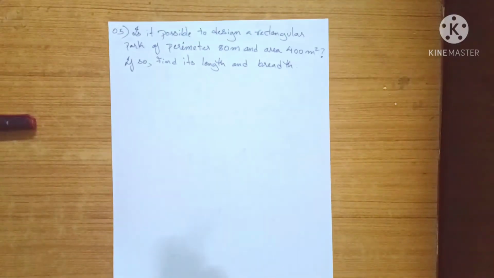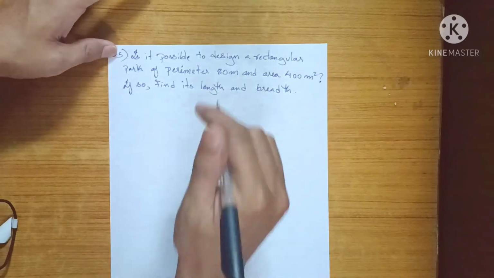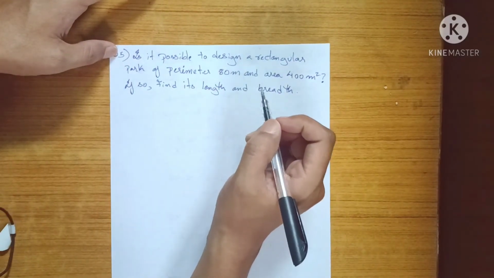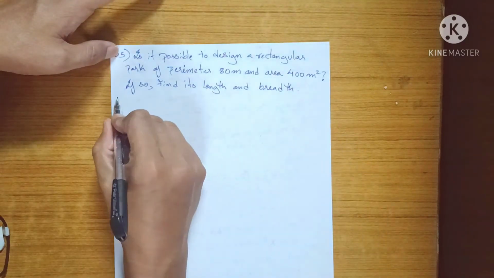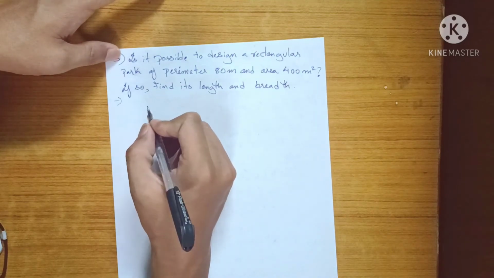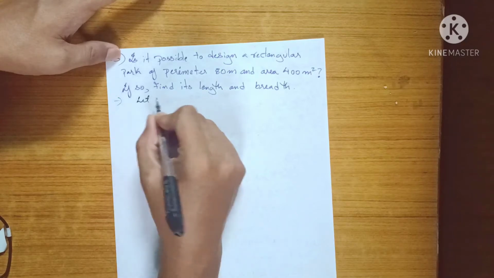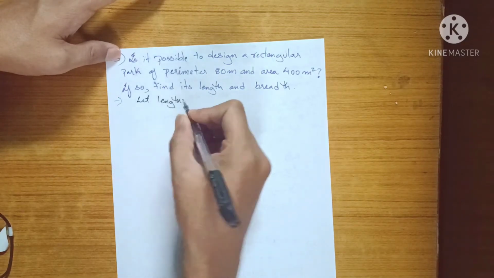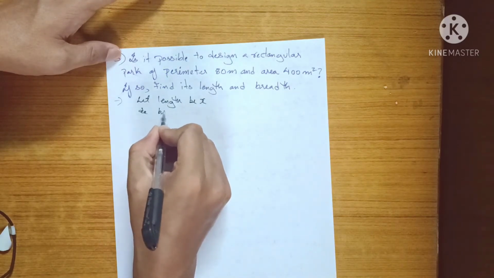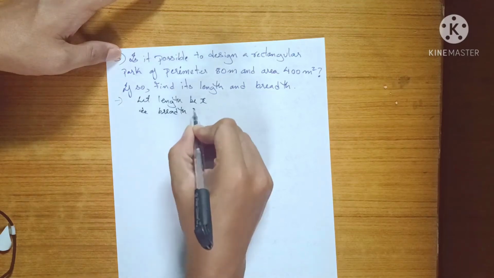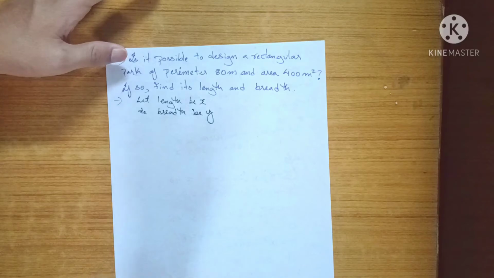So question number 5. Last question of this exercise. Is it possible to design a rectangular park of perimeter 80 meter and area 400 meter square? If so, find its length and breadth. Same thing. So let's take length and breadth as x and y, okay? Let length be x and breadth be y. Okay, so we have taken it as x and y.